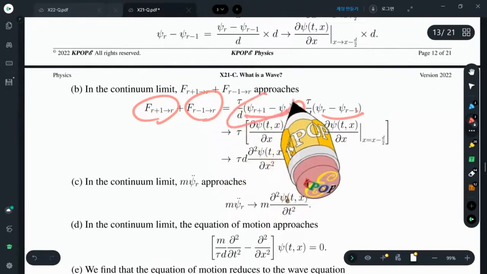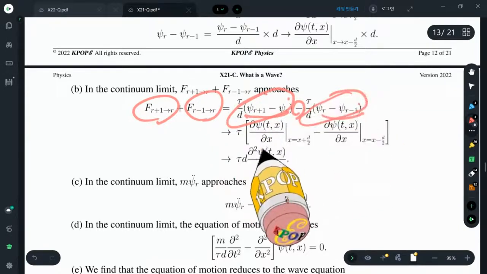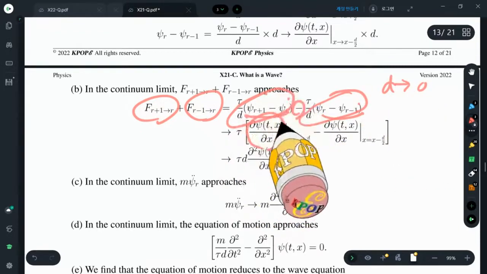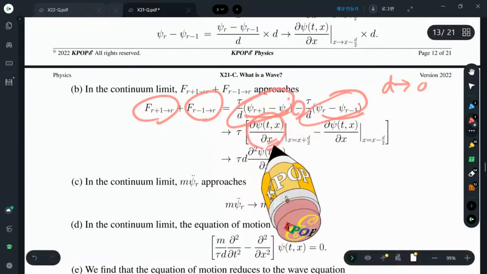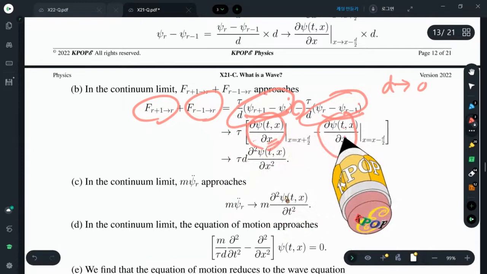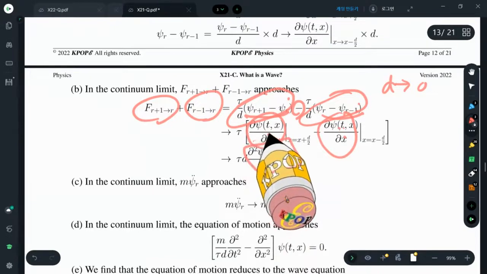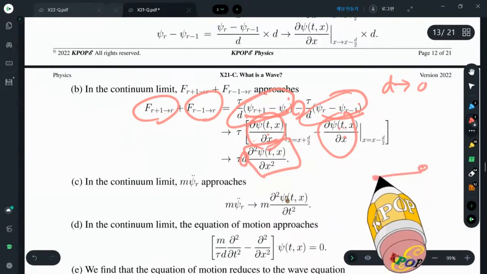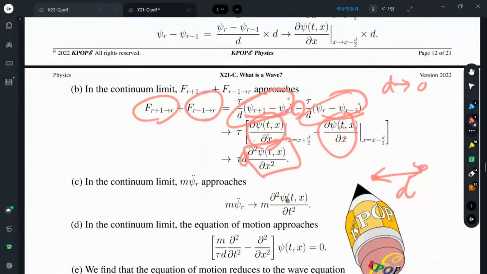And actually, this one, in the limiting value as d goes to 0, is the first order spatial derivative with respect to x. And the first order derivative's difference is actually the second order derivative with respect to x multiplied by the width d, the spacing between the two nearest neighbors.